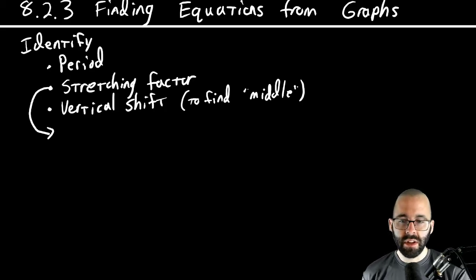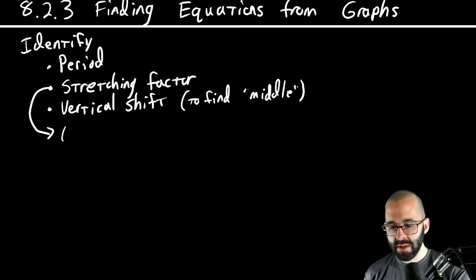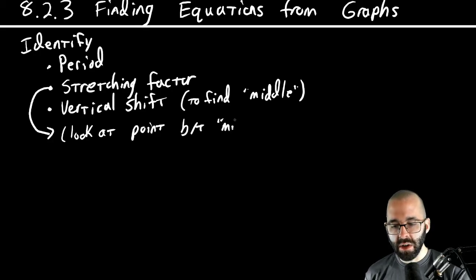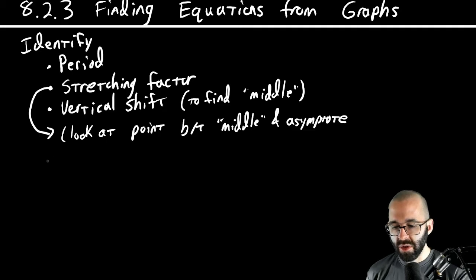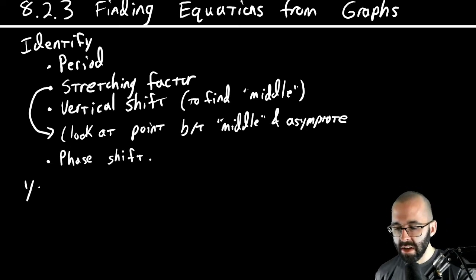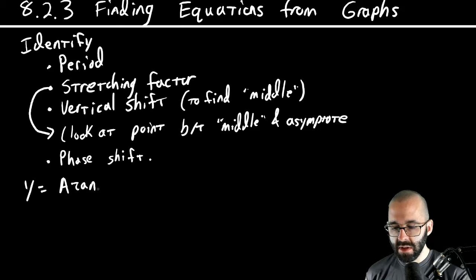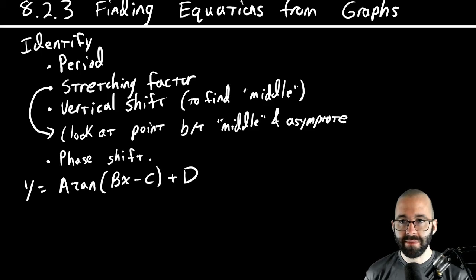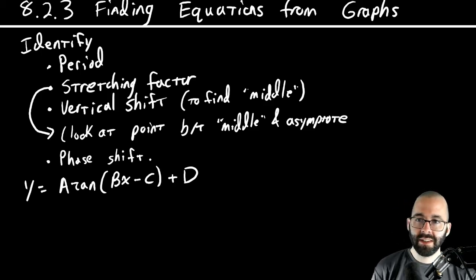Okay, it's usually a little bit more helpful. And then that's going to be the point between the middle, so that's why we wanted to find the middle first, and the asymptote. All right, and then we're going to look for the phase shift kind of last. And once we can do all that, well, the formula is A times tangent of bx minus c plus d.